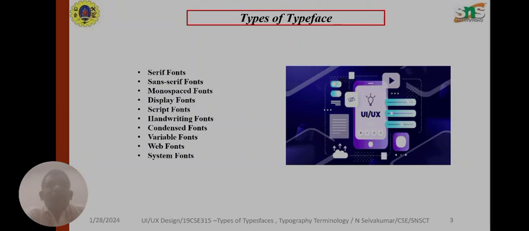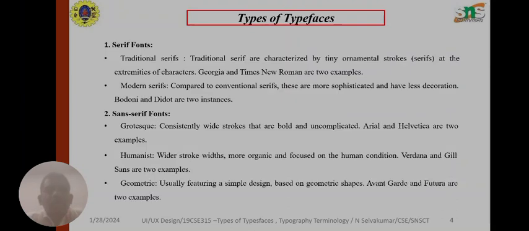So types of typefaces. We have a number of types called serif fonts, sans serif fonts, monospaced fonts, display fonts, script fonts, handwriting fonts, condensed fonts, variable fonts, web fonts, and system fonts. The first one, serif fonts. The traditional serifs are characterized by tiny ornamental strokes at the extremity of characters. Georgia and Times New Roman are two examples. Modern serifs, compared to traditional serifs, are more sophisticated and have less decoration. Bodoni and Didot are two instances.